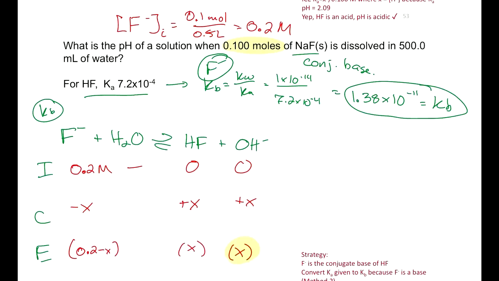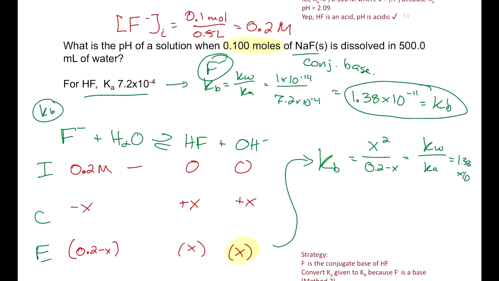Does this look familiar? Yes, it does. So this E line always goes into K, but this time it's going into the Kb expression because that's what we wrote. We wrote a Kb equilibrium. So at equilibrium, we're going to have x squared over 0.2 minus x. This is equal to Kw over Ka, which is Kb, and we already calculated that to be 1.38 times 10 to the negative 11. So we already have that number.